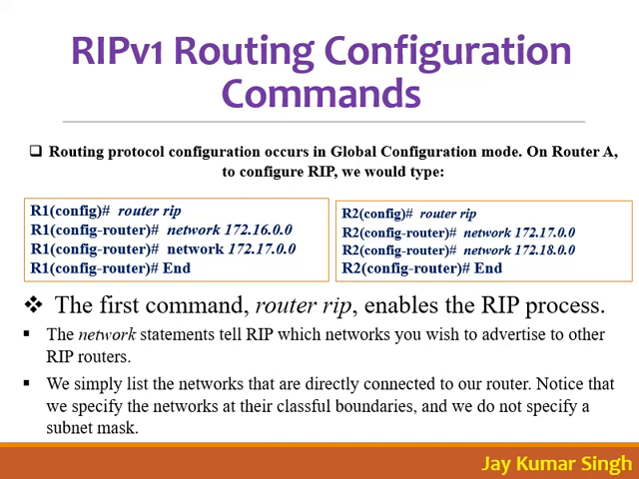read this statement. The network statement tells RIP which network type you wish to advertise in the route. If it is router RIP, it means it is version 1. We simply list the networks that are directly connected to our routers. Notice that we specify the networks and their classful boundaries, and we do not specify subnet masks. Okay, we are not specifying anything.